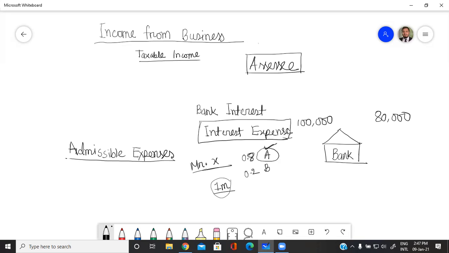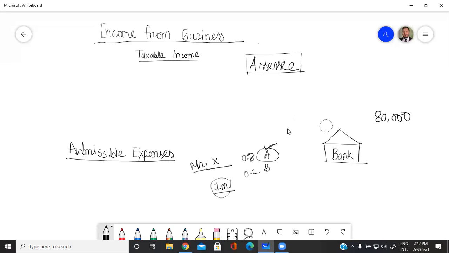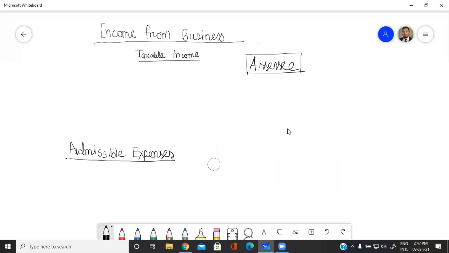So let's continue. If you have taken money from Islamic banks which do not charge interest, but they charge a share of profit from you, in that case, the profit you are sharing with the banks which are maintaining Islamic principles, that proportion of profit you are sharing with the Islamic banks is also an allowable expense, or you can say admissible expense.